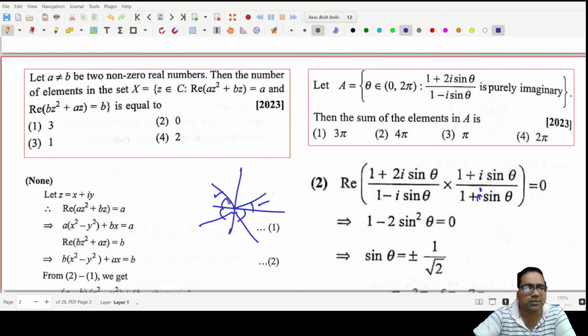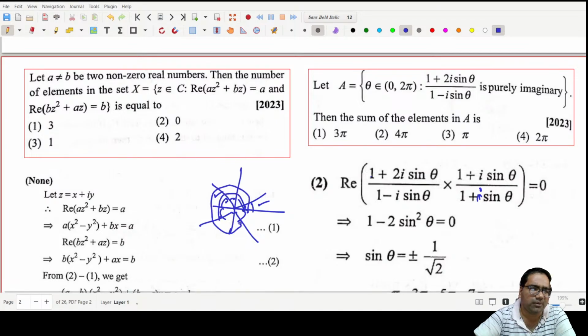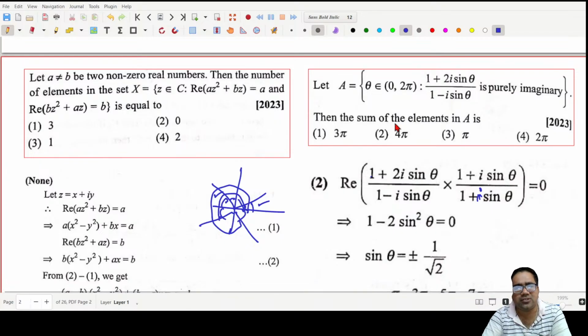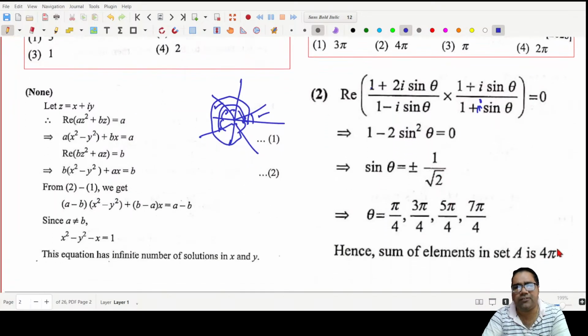Pi by 4, 3 pi by 4, 5 pi by 4, or 7 pi by 4. These four angles are the valid angles between 0 and 2 pi. That's why the sum of them is actually 4 pi.